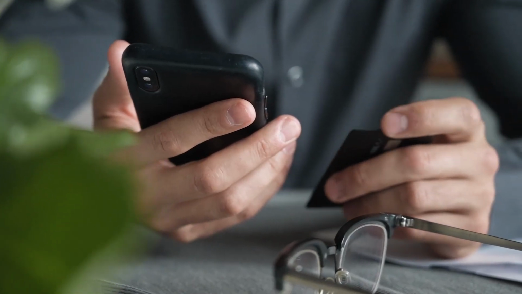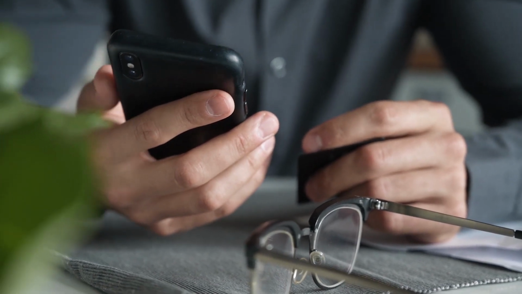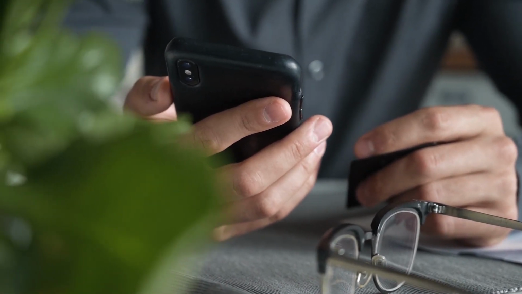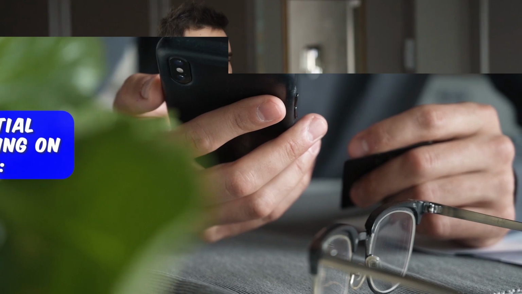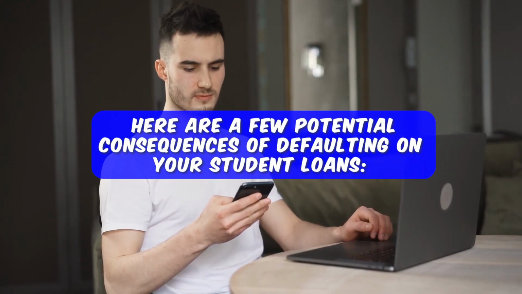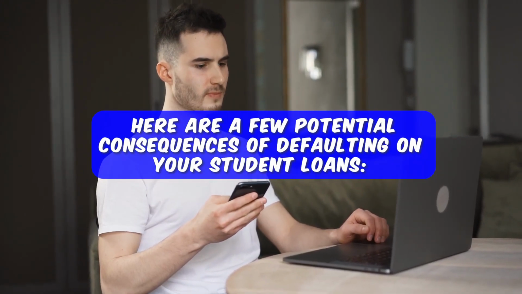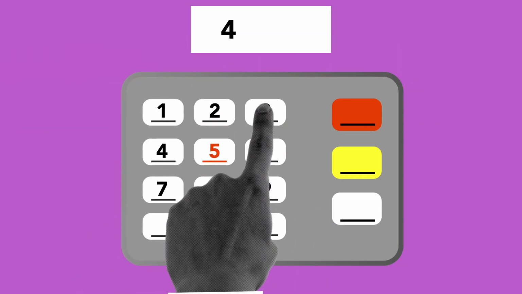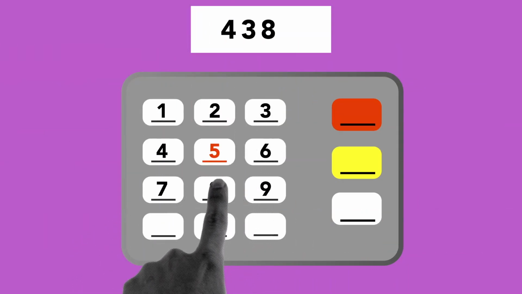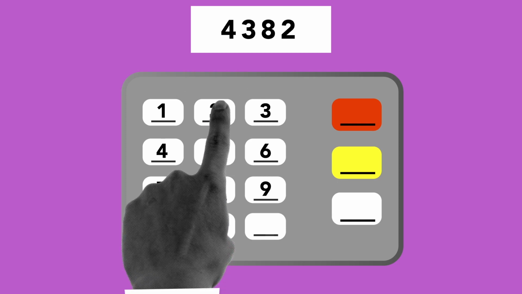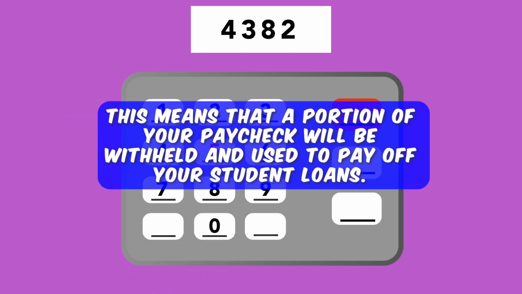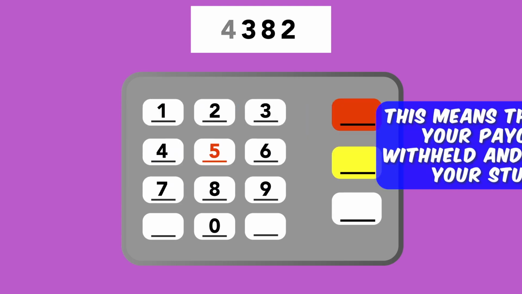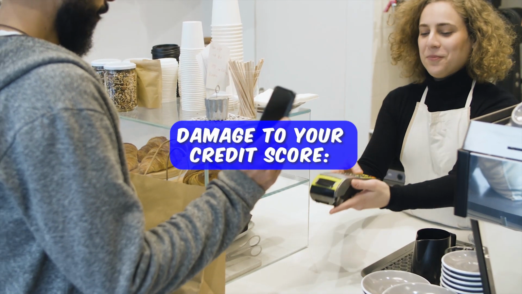Defaulting on your student loans can have serious consequences that can impact your financial stability and future. Here are a few potential consequences of defaulting on your student loans. Wage garnishment. If you default on your student loans, the lender may be able to garnish your wages to collect the debt. This means that a portion of your paycheck will be withheld and used to pay off your student loans.